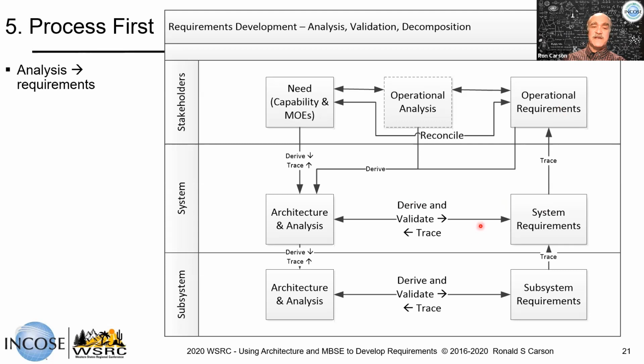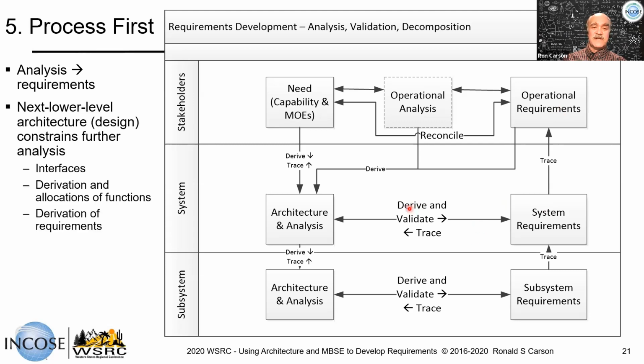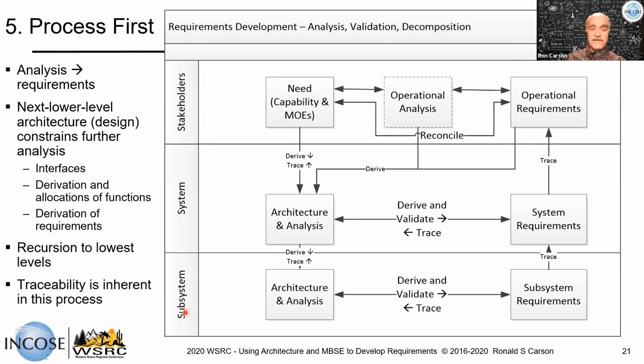constraints, then we can decompose the logical architecture to identify interfaces, derive and allocate functionality, and the associated performance. This becomes a recursive activity to successively lower levels of the architecture. And note that traceability is inherent in this process because we know from where a requirement was derived because it arises from the architecture and the associated analysis, the function, the performance, the component, and the interface, which itself was derived in response to the parent requirement at the next higher level.